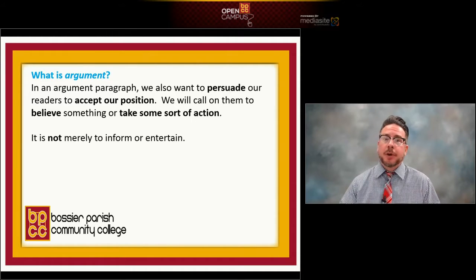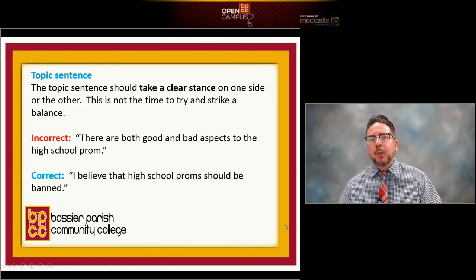In a different rhetorical mode, say like exemplification, we may be just trying to teach our reader something, or give them some information, or maybe entertain them in some way. But in an argument, that's not our goal. Our goal is to convince someone to either believe something or to do something. Now, what should our topic sentence look like in an argument? Well, remember, all topic sentences need 2 parts, a limited topic and an idea about the topic. And here, our topic sentence also needs to take a clear stance on one side or the other.